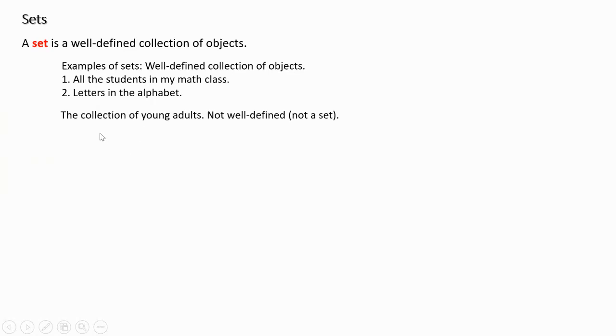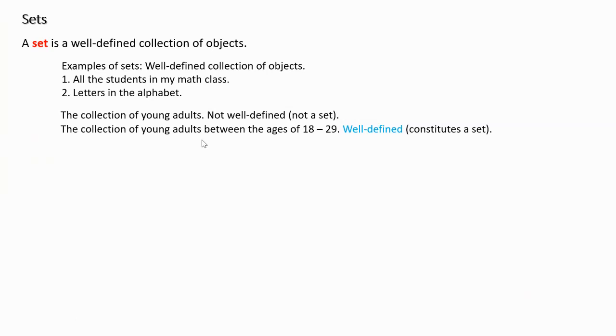Let me show you an example of a set that's not well-defined. For example, the collection of young adults. That's not well-defined because what's considered young adults? Let me make that statement a well-defined set. If we say the collection of young adults between the ages of 18 to 29, then it's well defined. This is an example of a well-defined set.